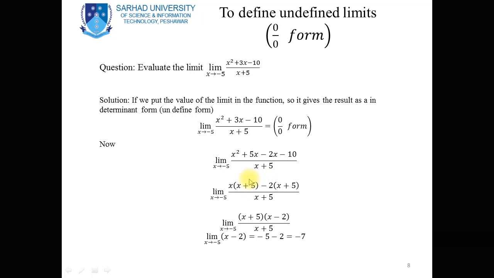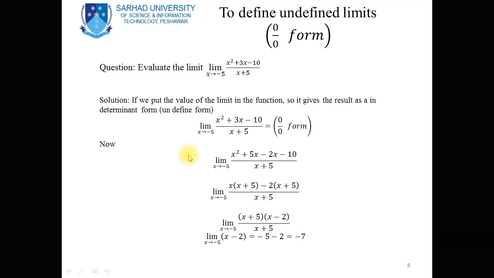Now taking x plus 5 common from these two terms, we obtain x plus 5 into x minus 2, divided by x plus 5. Now x plus 5 and x plus 5, these two terms cancel. Now applying the limit x tends to minus 5 for the function x minus 2, putting x equal to minus 5, we obtain minus 5 minus 2, which is equal to minus 7.